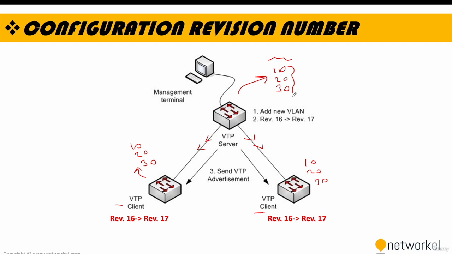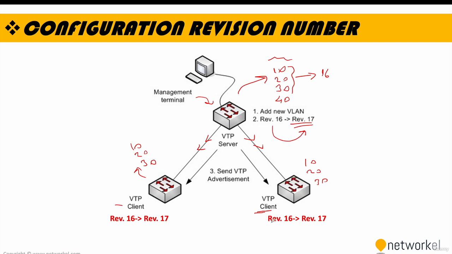Okay, so then let's say when I have this VLAN information, I have the revision number of 16 with my server device. Okay, then I am doing some changes. Maybe I'm adding VLAN 40 within this switch as well. Then what will happen? The revision number will be increased from 16 to 17 within the server switch, and this VTP information will be shared with the client switches. And client switches will have a VTP packet specifying revision number 17.